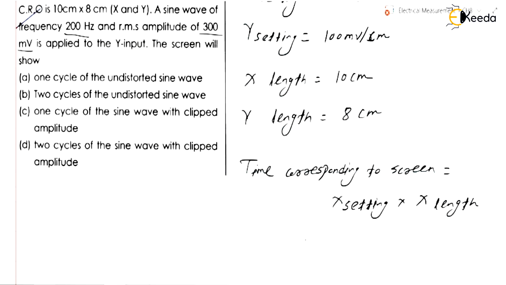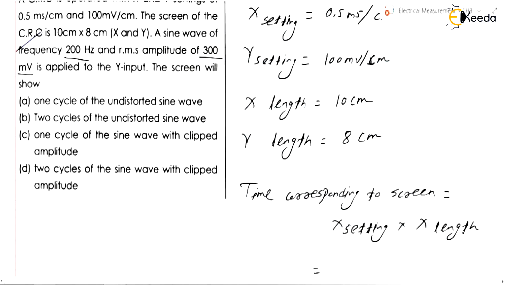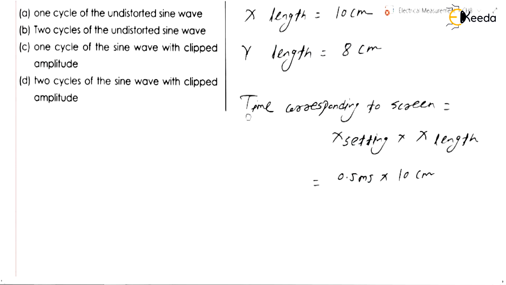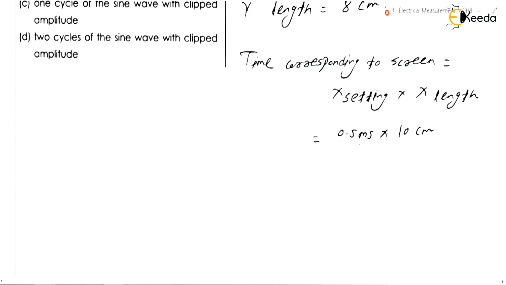What is X setting? X setting is given, it is 0.5 millisecond per centimeter. And what is the length? Length is 10 centimeter. So the centimeter gets cancelled, 0.5 into 10, it is 5 millisecond. This is the time corresponding to the screen.